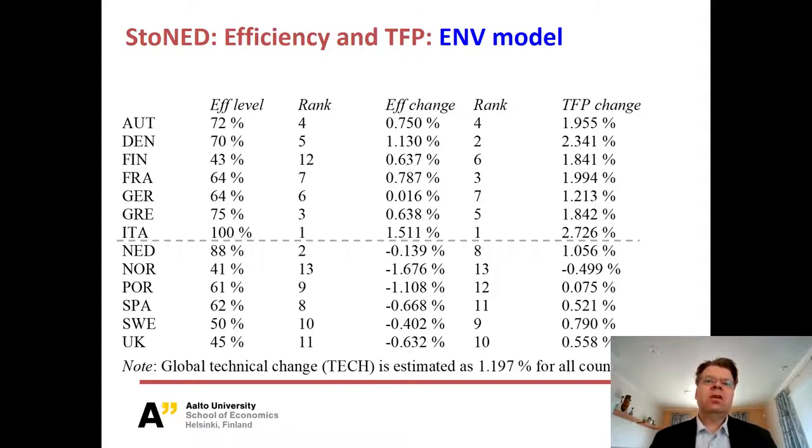Like in the previous case, there's this common technical change component of approximately 1.2% per year, and then there are the efficiency changes. For some weird reason, all the countries that are in alphabetical order before Italy have a positive change in efficiency, whereas all countries that are in alphabetical order after Italy have a negative component. That's somewhat weird, but that's just how it looks in the data.